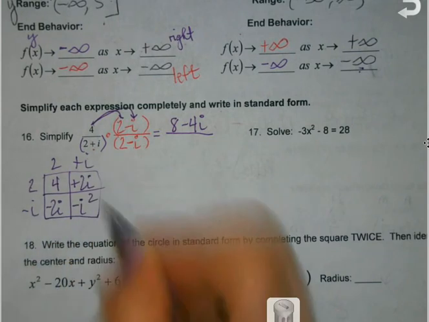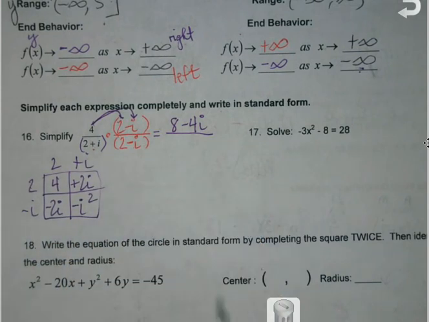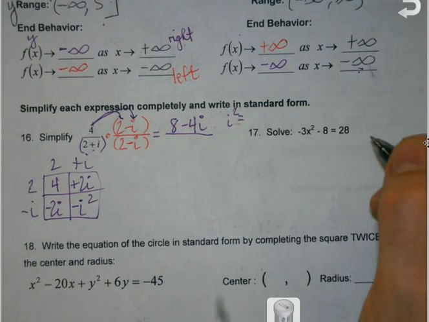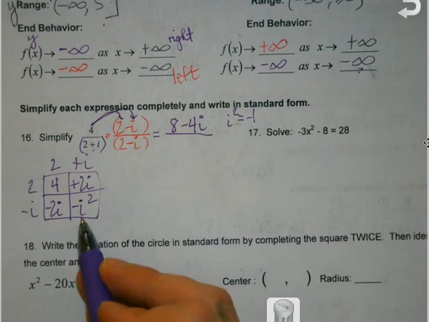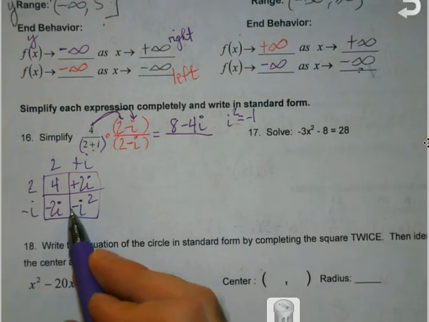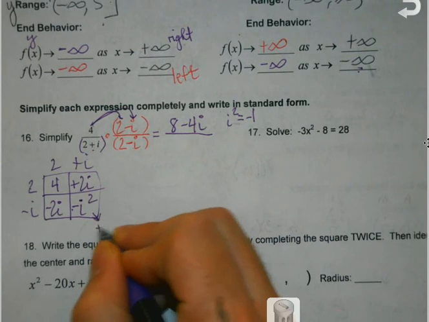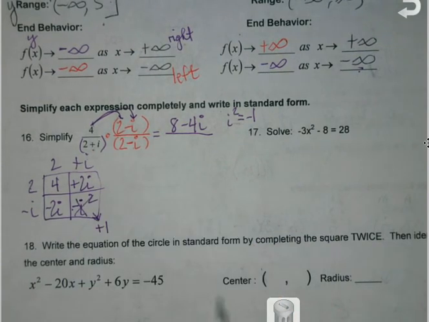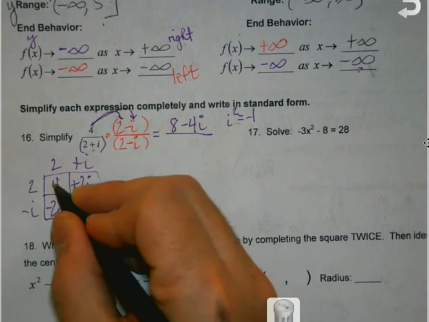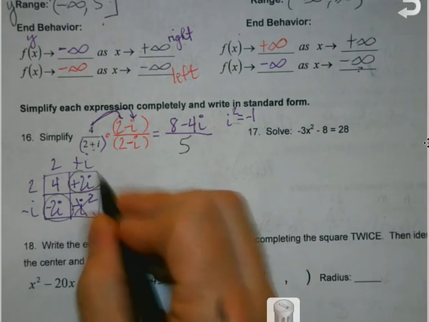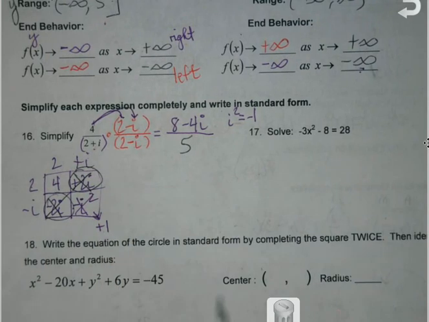Negative i squared. Ooh, but wait a minute. What does i squared equal? I know this. Oh yeah, negative 1. So this is really negative negative 1, which makes that positive 1. So when I go to put my like terms together, 4 plus 1 is 5. Negative 2i and positive 2i cancel.